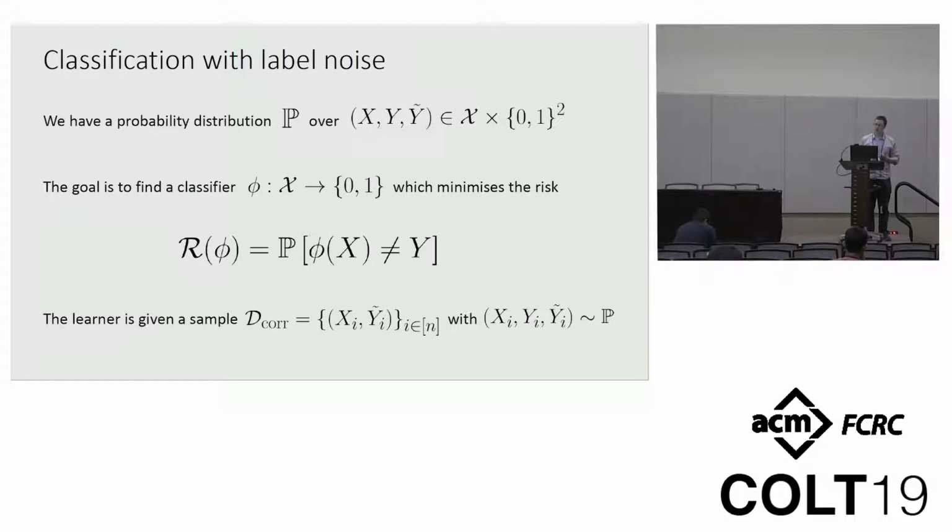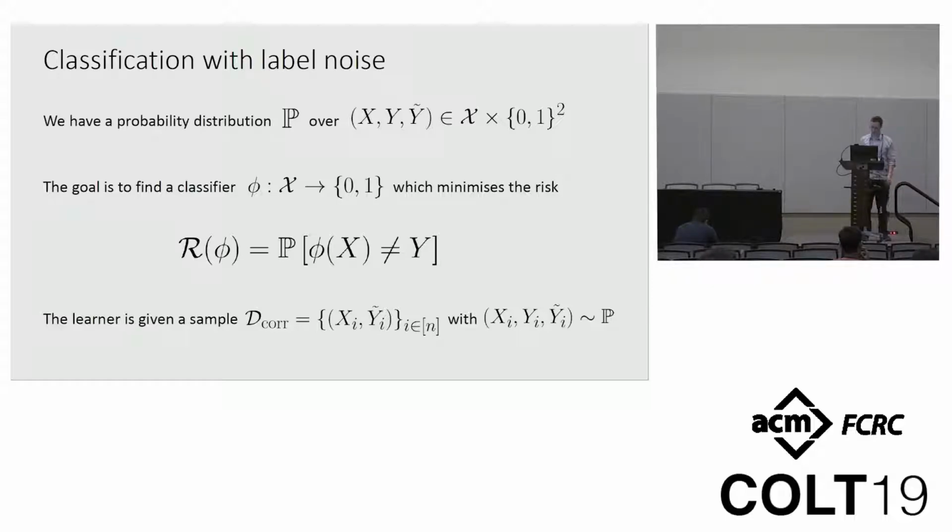So x is some feature vector in a metric space, y is some true binary label, and y tilde is some noisy label which may or may not be equal to our true label. And the goal is to find a classifier phi which, given a feature vector x, outputs the true label, and we quantify that in terms of the usual risk or error rate. And the learner is given access to a corrupted sample consisting of ordered pairs with a feature vector x and a noisy label y tilde.